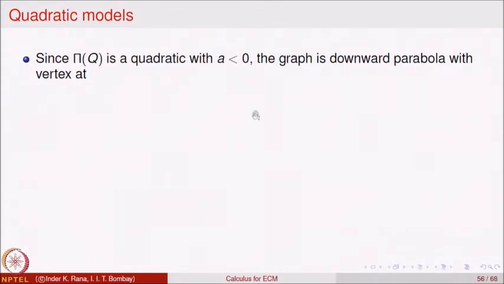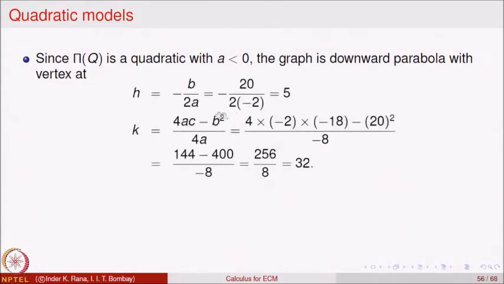It is a downward parabola with a vertex at the point (H, K). That gives you the vertex: H is minus B by 2A, so that gives you 5, and K is 4AC minus B square by 4A. When you multiply and do the simplification, that comes out to 32. So, H is equal to 5, K is equal to 32, that is the vertex of the parabola.